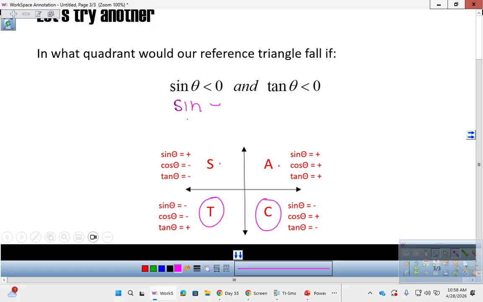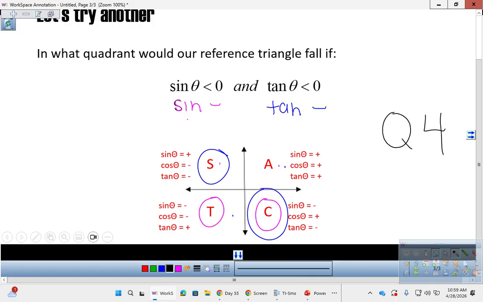Are you okay so far? Okay. And then this one's saying tangent of theta is less than 0, which means tangent is negative. All Students Take Calc tells me where it's positive. Tangent is positive in A, because everything's positive in A, and T, because tangent's positive in T. But I don't want tangent to be positive, I want it to be negative, so I'm going to look at the other two places. The thing they have in common is quadrant 4. So my reference triangle is going to fall somewhere in quadrant 4, which tells me it's some angle between 270 and 360, because that's what I know about the angles in quadrant 4.